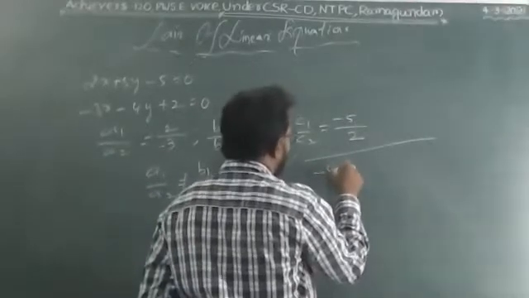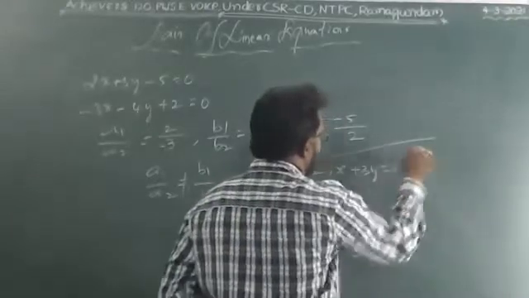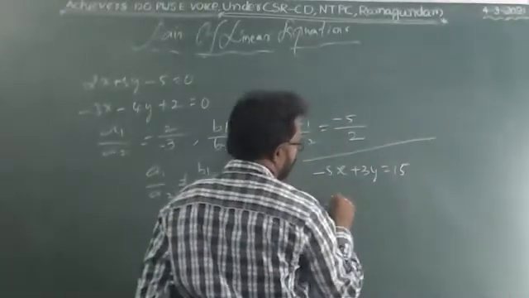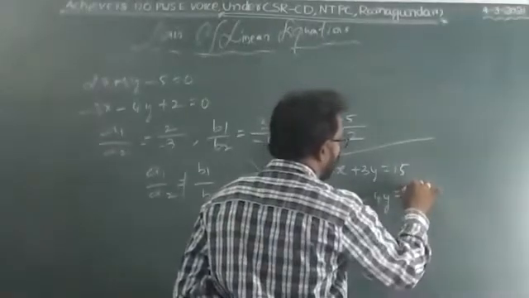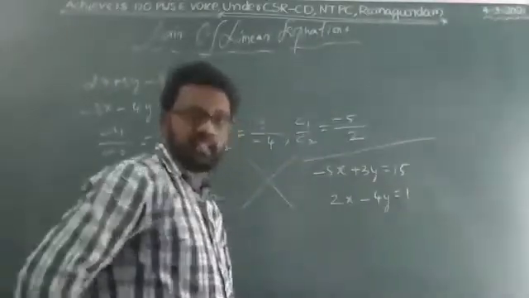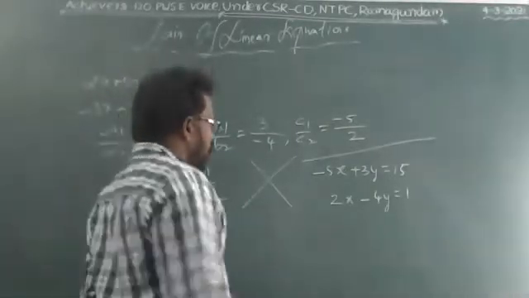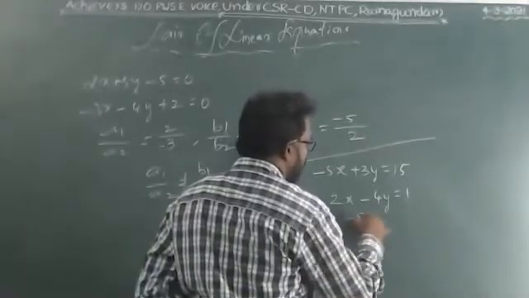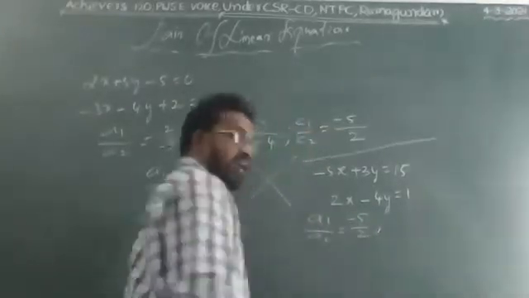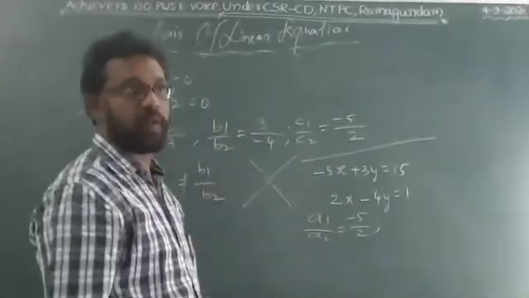Let us take this example: 5x plus 3y is equal to 15, and 2x minus 4y is equal to 1. What is a1 by a2? A1 by a2 is minus 5 by 2. Minus 5 is a1, a2 is 2. So minus 5 by 2.